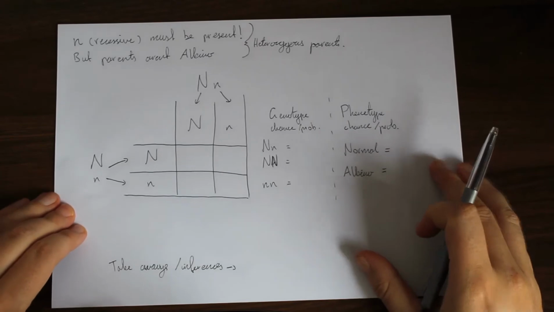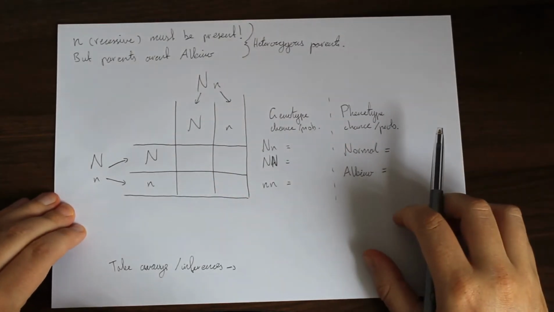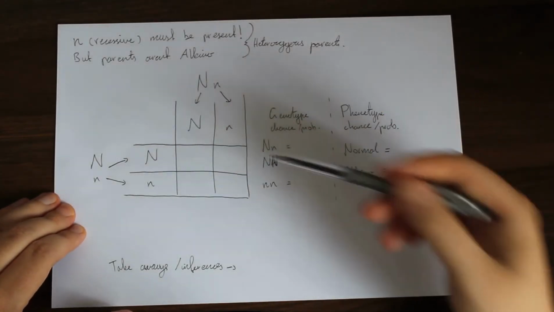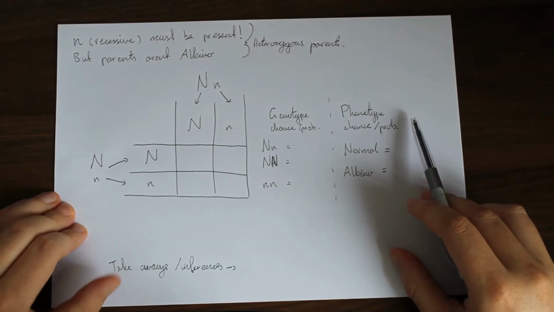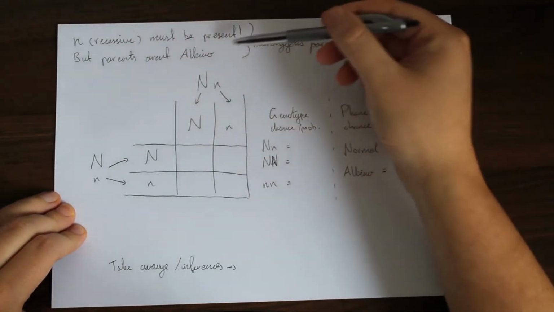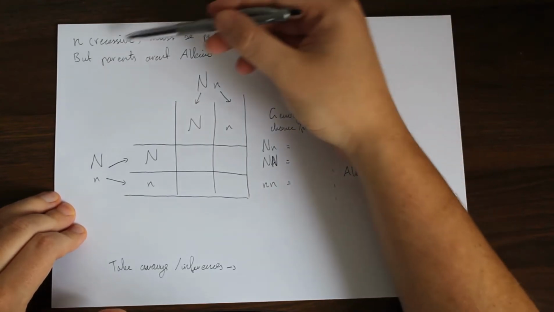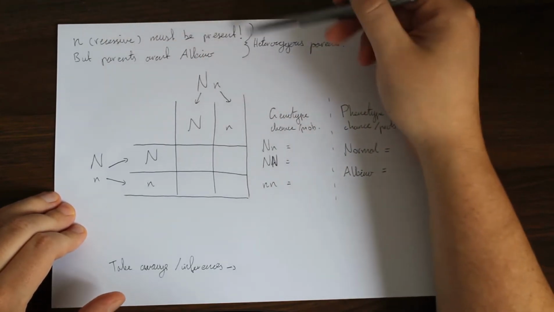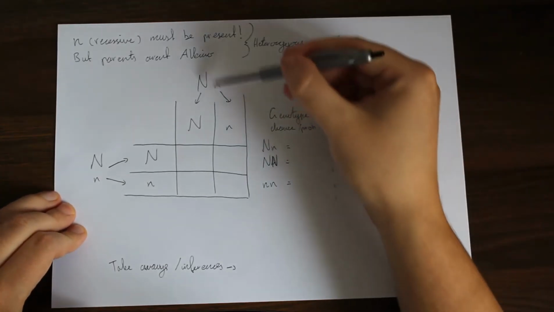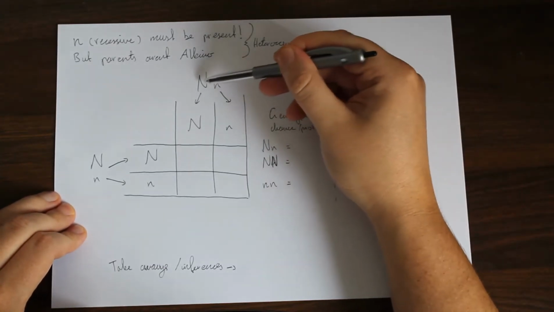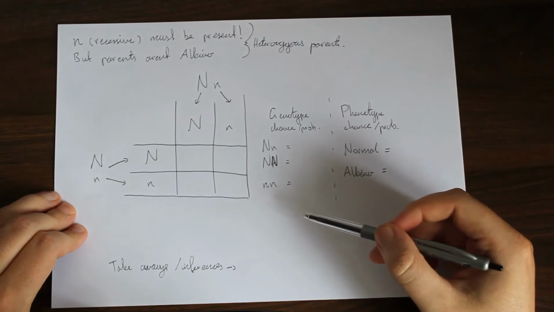Okay, so we've used our pedigree chart. Now we're going to draw a Punnett square to prove that. Okay, so we know that the recessive gene, the recessive allele, has to be present. Okay, but the parents aren't albino, so we know they must be heterozygous, because they've got to have the recessive, but they're not albino, so they must have the dominant allele too.